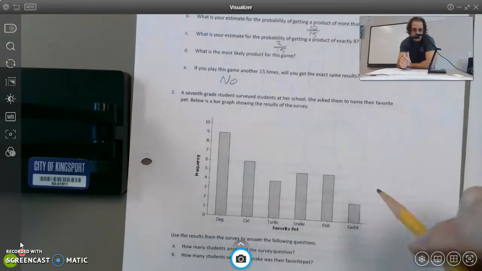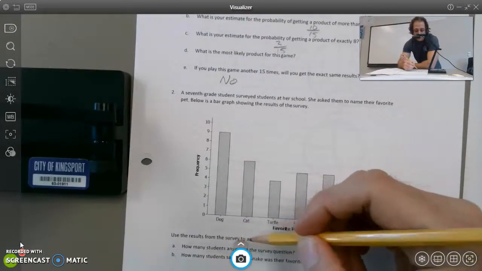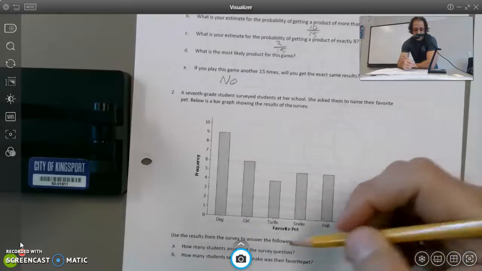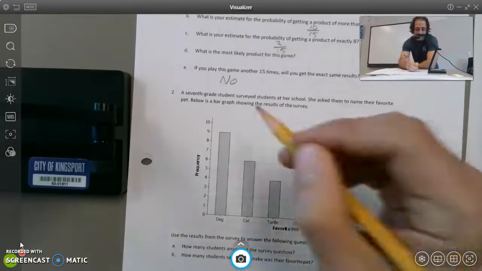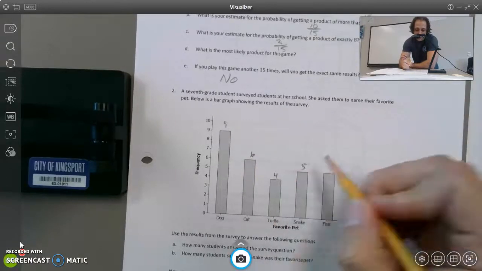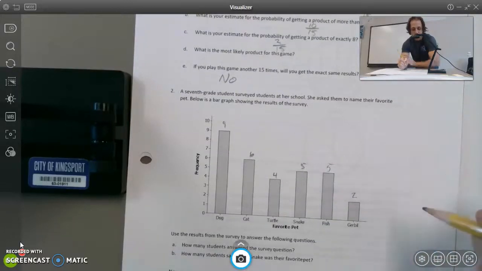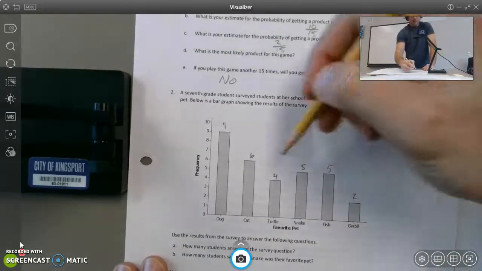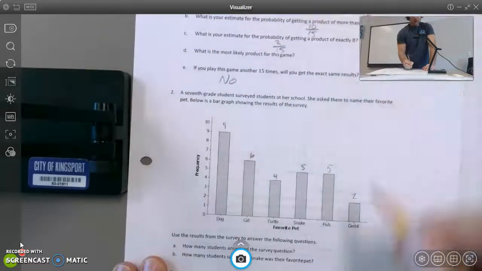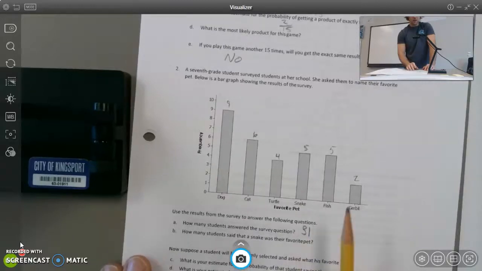Number 2, these answers are going to be the same for everybody. So, use the results from the survey to answer the following questions. How many students answered the survey? Let's look. We got 9, 6, 4, 5, and 2. So to figure out the total number of students, I'm just going to add these up. 10, 20, another 11 is 31 students. So I can see, this is just a frequency table. I'm just looking to see how many students chose each answer.